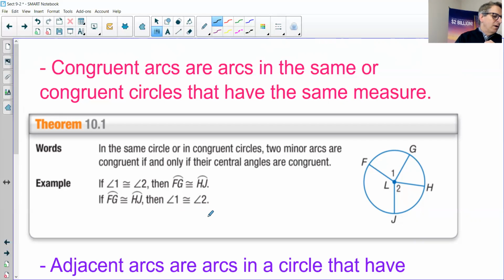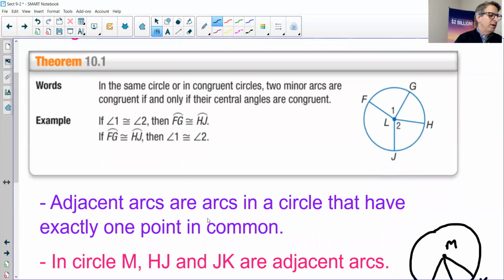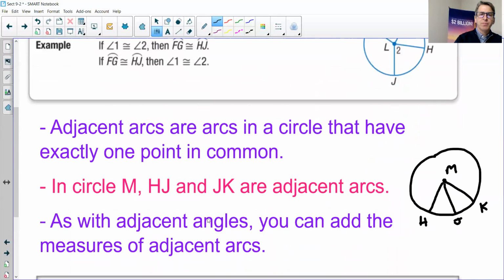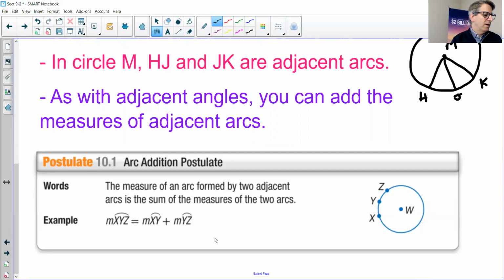Adjacent arcs are arcs in a circle that have exactly one point in common. In circle M, HJ and JK are adjacent arcs. As with adjacent angles, you can add the measures of adjacent arcs. This brings us to the arc addition postulate. The measure of an arc formed by two adjacent arcs is the sum of the measures of the two arcs.